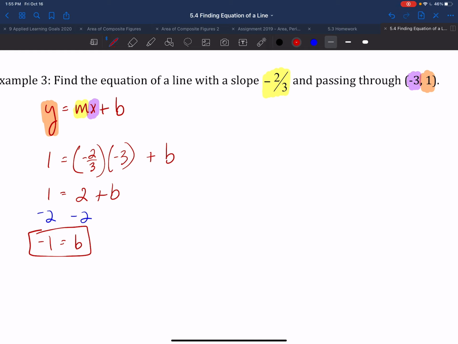So in y equals mx plus b, I already knew m. We just figured out b. So now I can write the equation, y equals negative 2 over 3x minus 1, right? Because they gave me the slope.